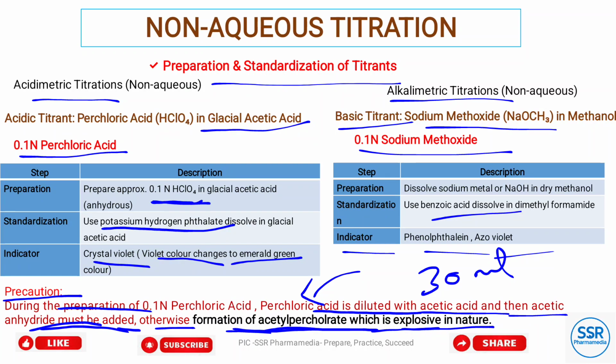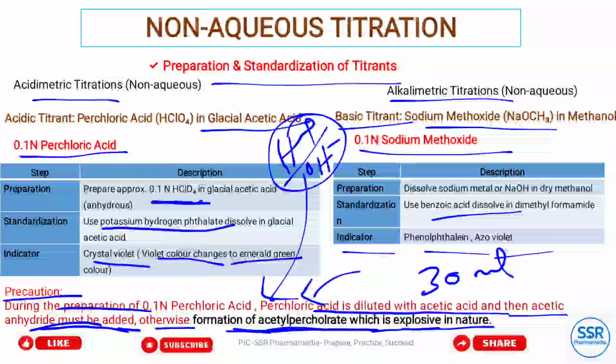The reason for adding acetic anhydride is that in non-aqueous titration, if any one or two water molecules are present, they are masked by the acetic anhydride to prevent interference in the titration. The water may contain H plus ions and OH minus ions, which may interfere in the titration. So in order to prevent this, acetic anhydride is added to remove the moisture content. In non-aqueous titration, acetic anhydride is added during perchloric acid preparation.